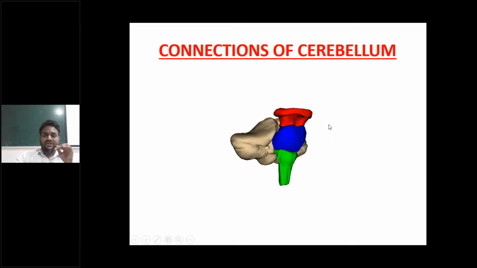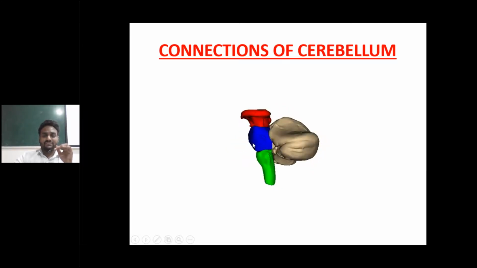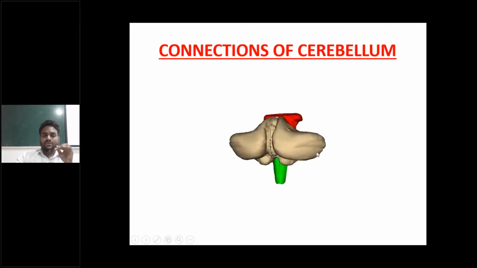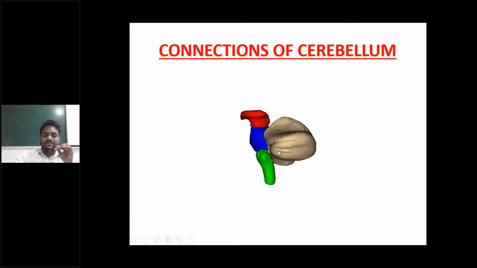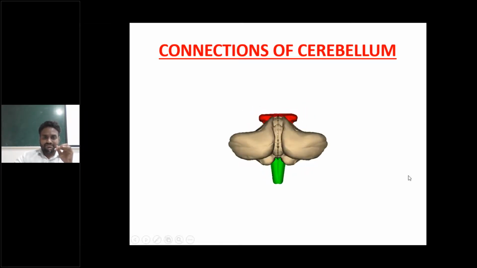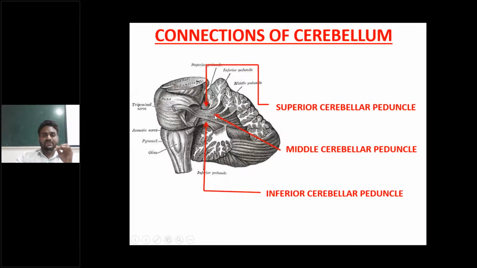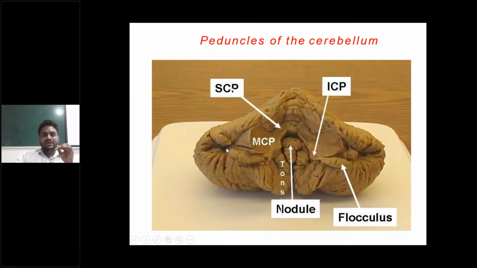SCP connects the midbrain with the cerebellum. MCP connects the pons with the cerebellum. ICP connects the medulla oblongata with the cerebellum. So in this picture, we can see SCP, MCP, ICP. Already I told you, you see the size of the 3 peduncles, the cut parts of the 3 peduncles. MCP is much bigger than the remaining 2, present ventrally. SCP and ICP are present dorsally, small in size.